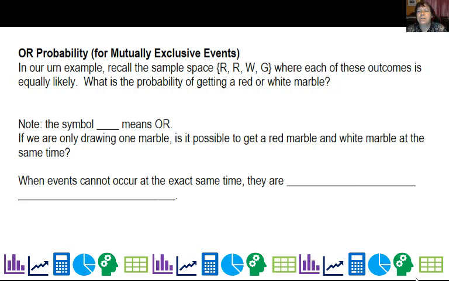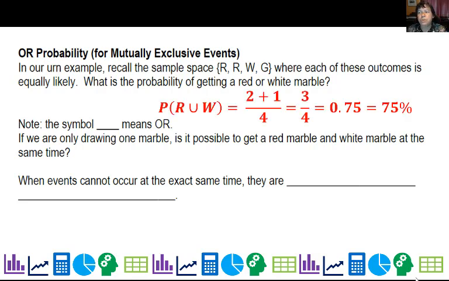So in our example, recall the sample space we had: red, red, white, and green. That's where I show them as equally likely outcomes, or I could have just said red, white, and green and made a note to myself that those aren't equally likely. What is the probability of getting a red or a white marble? Well, we know we have 2 red and 1 white out of 4. So 2 plus 1, that's 3 out of 4, 75%.